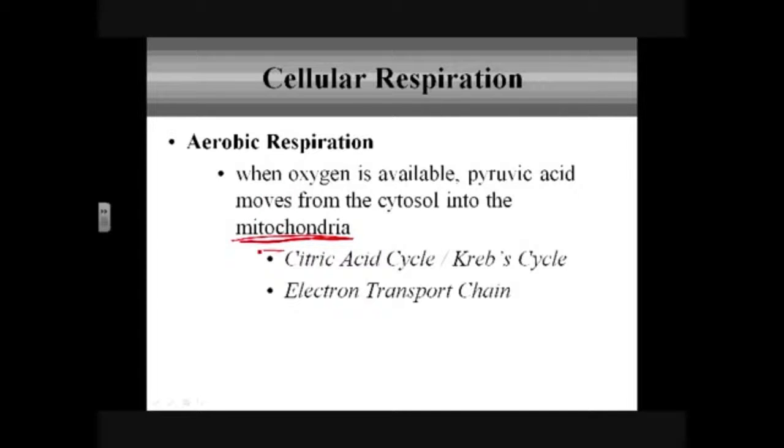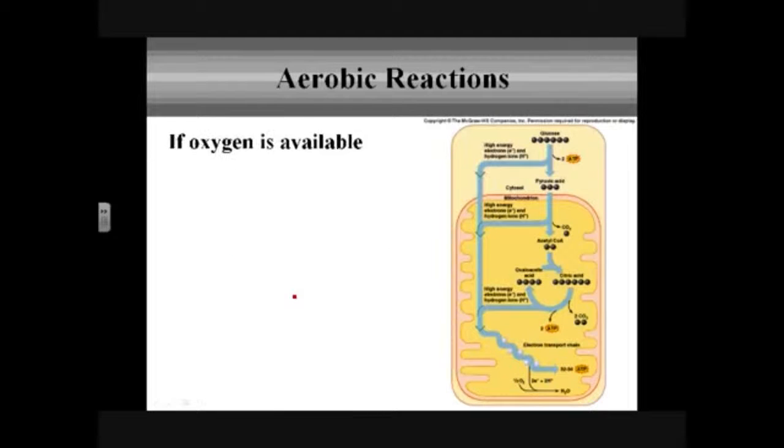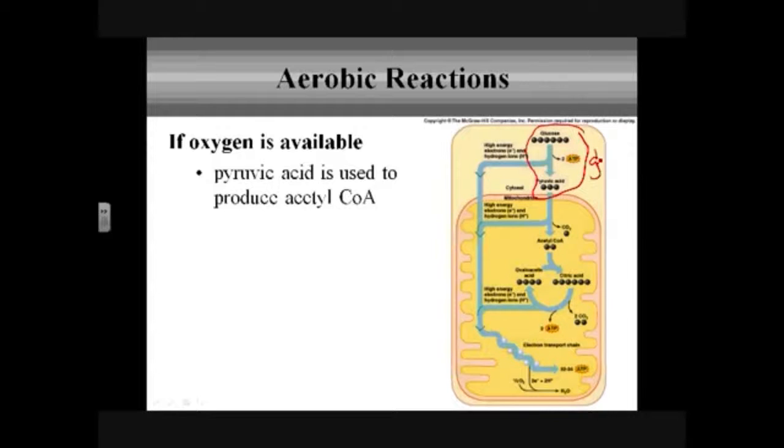The two steps that are going to occur there are the citric acid cycle, or Krebs cycle, and the electron transport chain. So when oxygen is available, what we're looking at up here is glycolysis. Remember, that's the first step that's going to occur in either one. And now we're going to move through a whole series of processes in the mitochondria. That's what this image is right here. This shape is supposed to be the mitochondria.